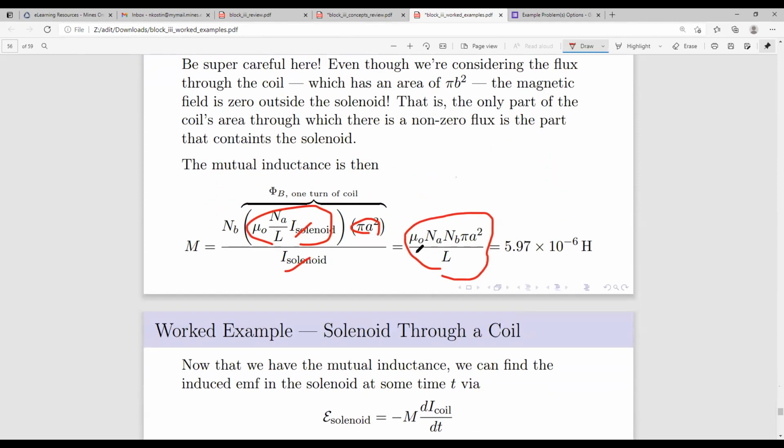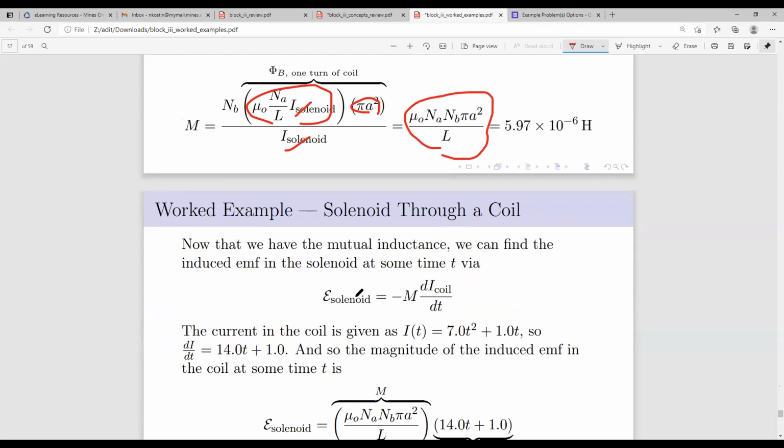But we're not done yet. We have the mutual inductance, but the problem was asking us to find the induced EMF in the solenoid. So to find the induced EMF in the solenoid, I take the flux in the solenoid, and then all I have to do is take a time derivative, because Faraday's law says that the induced EMF is the negative time derivative of the magnetic flux.